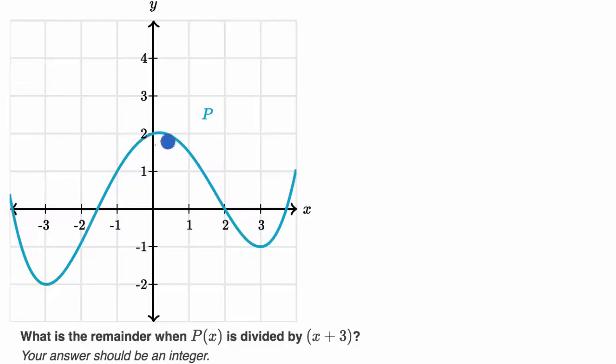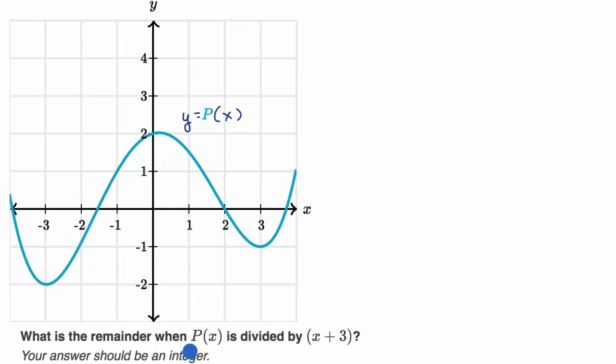So we have the graph here of y is equal to p of x. I could write it like this: y is equal to p of x. And they say, what is the remainder when p of x is divided by x plus 3? So pause this video and see if you can have a go at this. And they tell us your answer should be an integer.